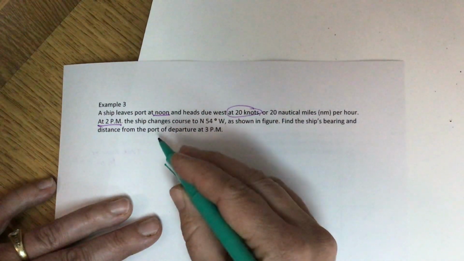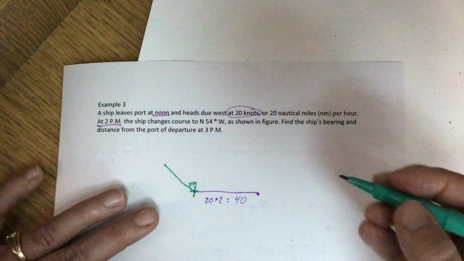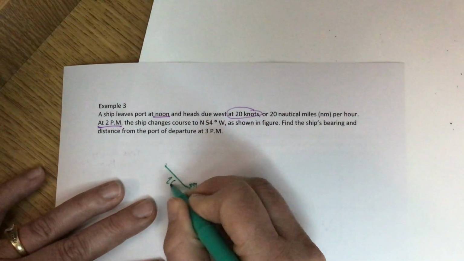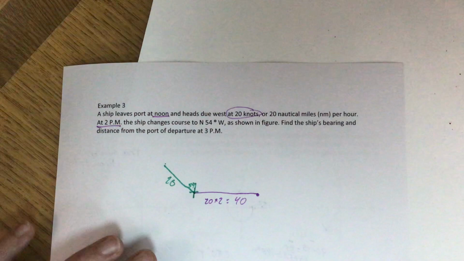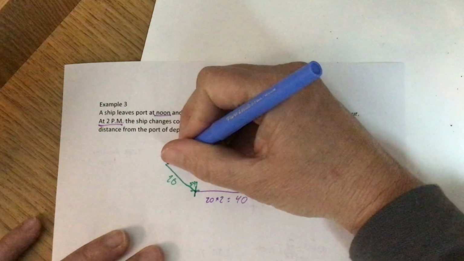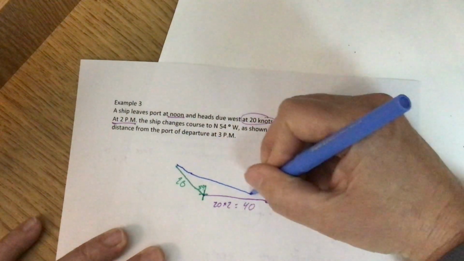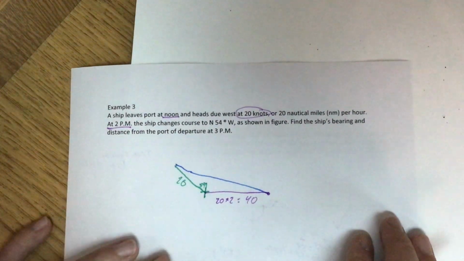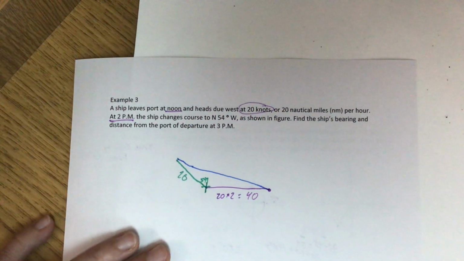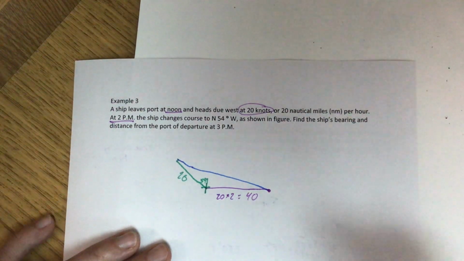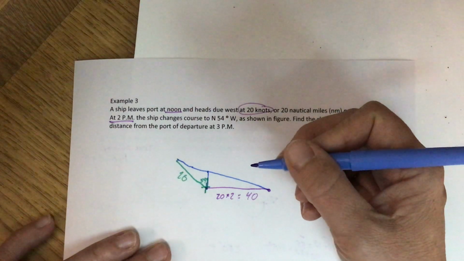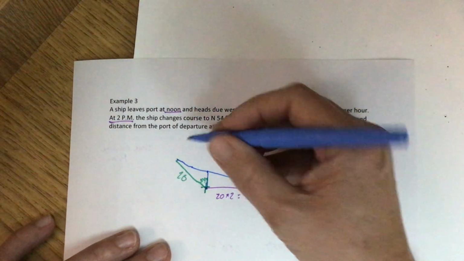Find the ship's bearing and distance from the point at 3 p.m. So he's gone another 1 hour at 20 miles. So he's going to go 20 at that. And then I want to connect it back to where I started. Find the ship's bearing and distance from the port of departure at 3 p.m. All right, so what we want to do is make a right triangle.